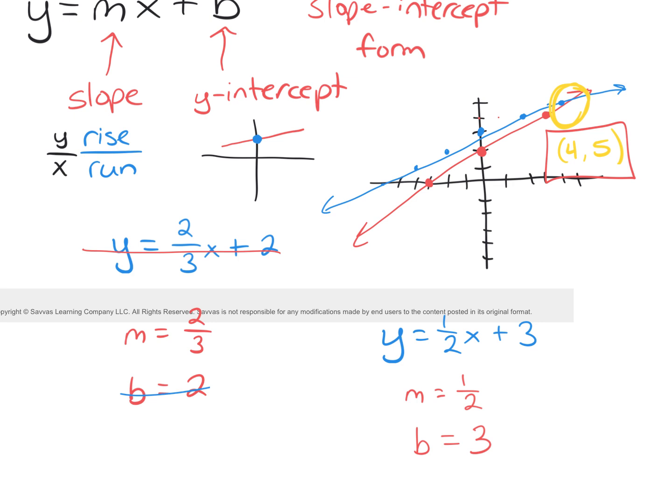Okay, so when we're doing systems of equations, you're given two lines. You're going to graph those two lines on the same graph. Wherever they intersect, that is the answer as an ordered pair.